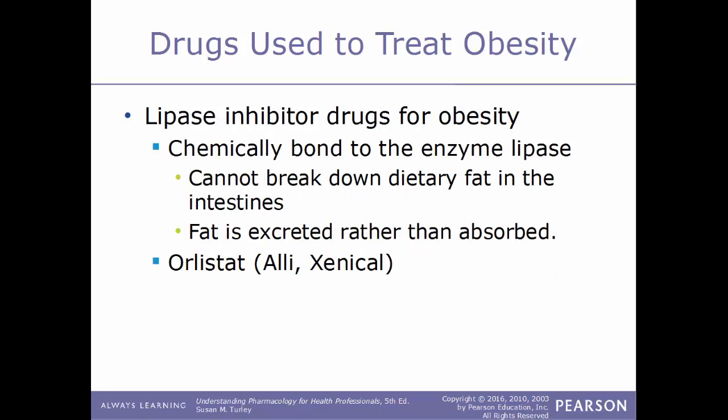The type of drug that would be used here are lipase inhibitor drugs. And these work because they chemically bond to the enzyme lipase. And the enzyme lipase is used to break down lipids or dietary fats. So if they can't be broken down, they end up being excreted in the stool as opposed to being absorbed. An example of this kind of drug would be orlistat, sold under the trade name Alli or Xenical.